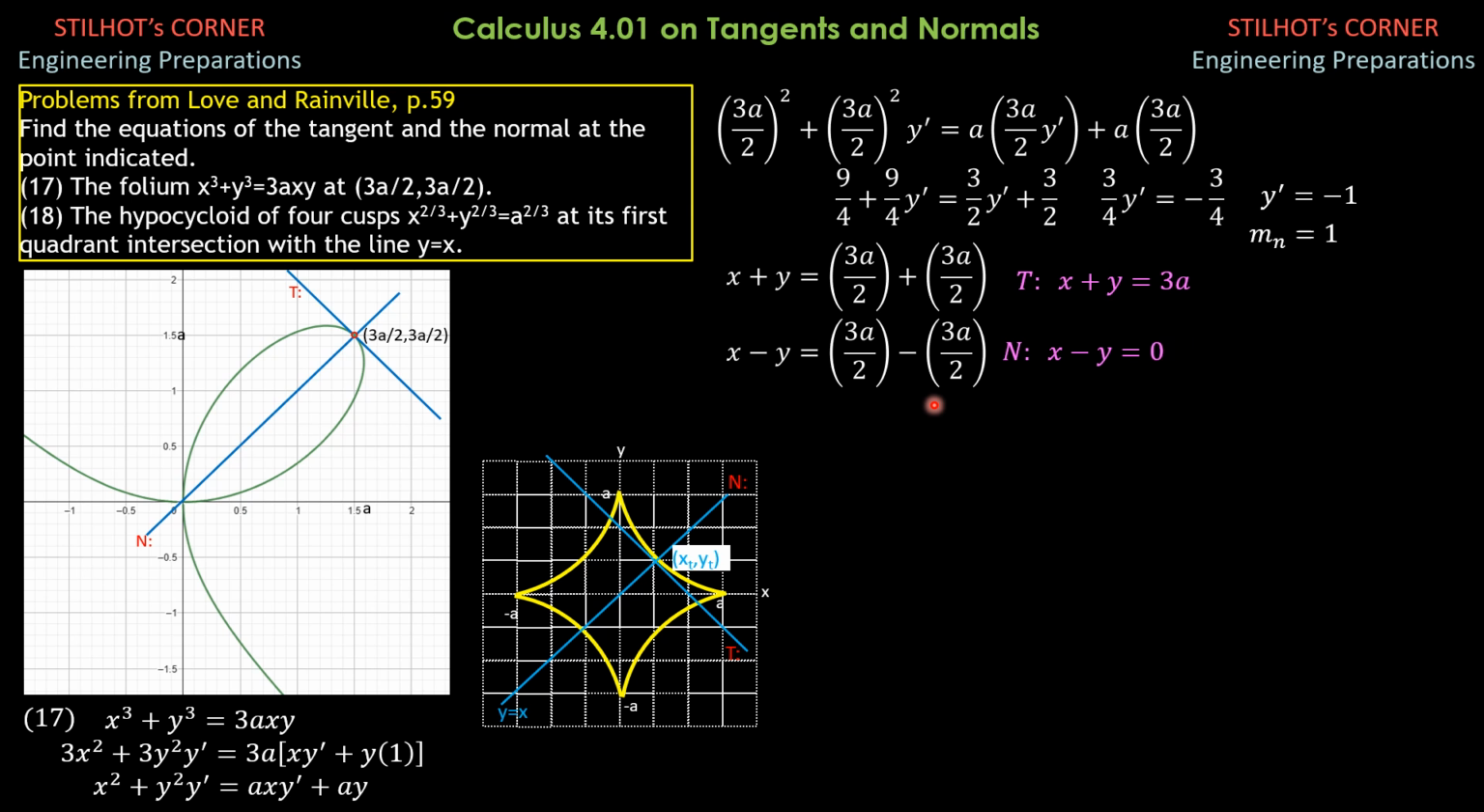So that's it for problem 17. Then we have the four-cusp hypocycloid x to the 2/3 plus y to the 2/3 equals a to the 2/3 at its first quadrant intersection with the line y equals x. Now, for the meantime, as I said, we have to sketch the graph by point plotting. But if you're experienced with the four-cusp hypocycloid, it looks like this.